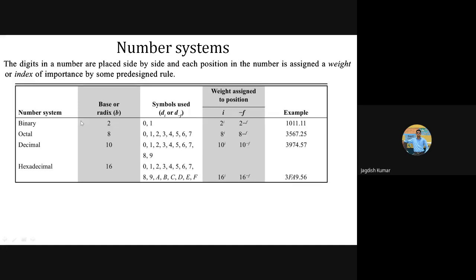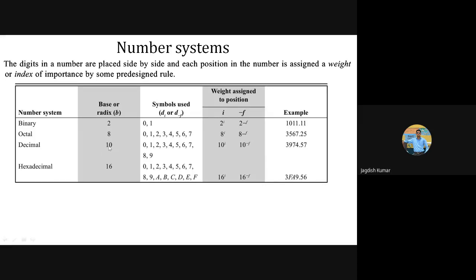So in binary number system, what is the base? It is 2. What are the symbols? 0 and 1. This is just a summary of what we already did. Weight assigned to the position. So suppose here i is representing the ith position. So suppose this is the number here. So let us discuss the decimal case first, because it should be easiest to understand.